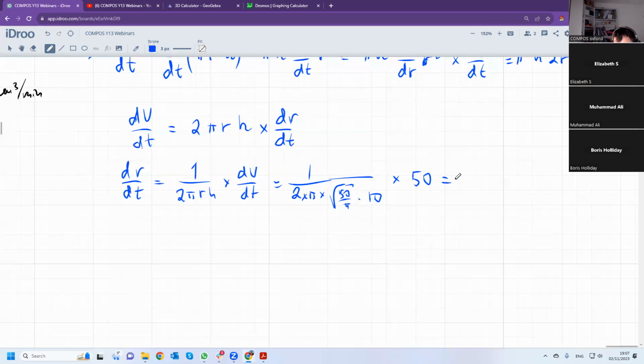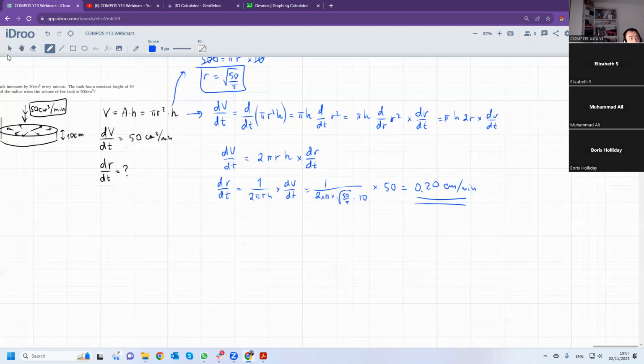50 over, not 50 squared, 50 over 2 pi multiplied by 10 multiplied by square root of 50 over pi. Zero point 0.20 centimeters per minute. That's it. That's the rate of change of the radius.